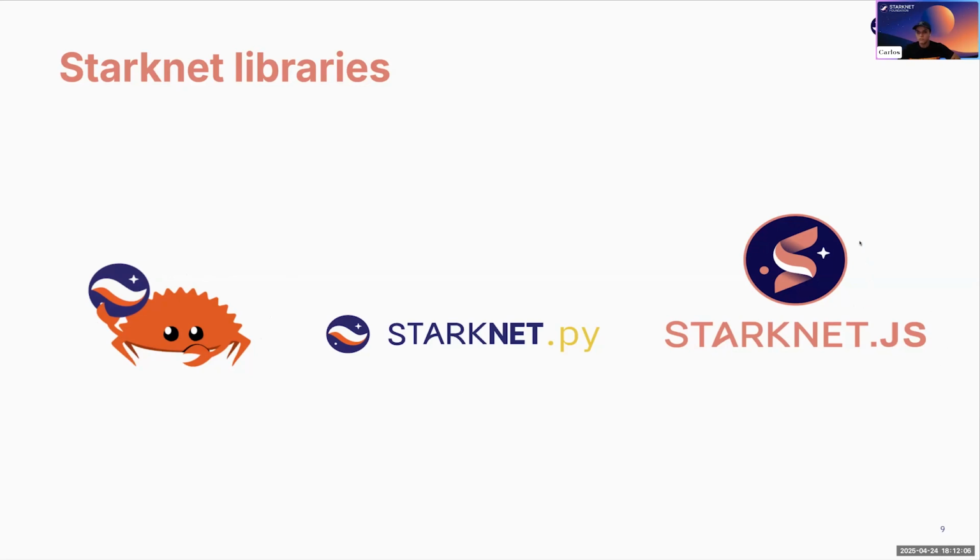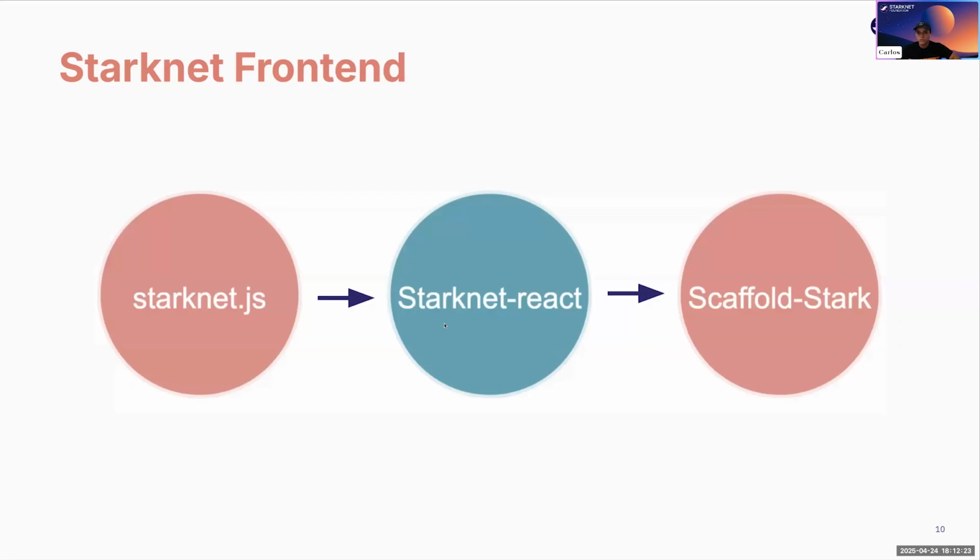Starknet.js is, I would say, the most used Starknet library in the ecosystem, with the highest number of downloads. It basically allows us to use JavaScript to connect to the network and do some interactions. Then we move into the Starknet frontend. I just laid it out like this: on the left side we have starknet.js, in the middle we have starknet-react, and on the right we have Scaffold Stark. I'm going to go one by one.